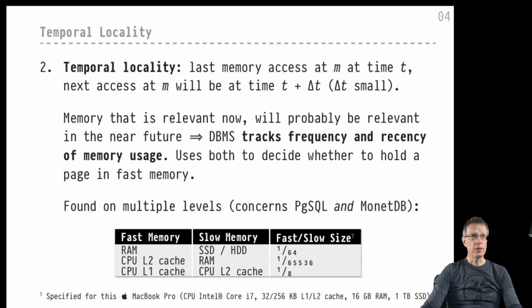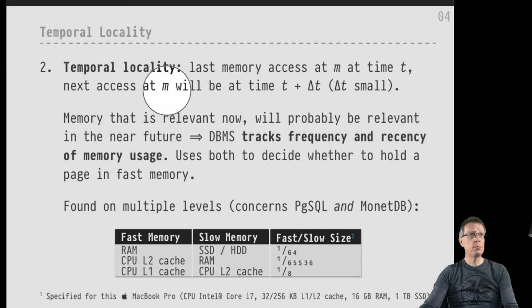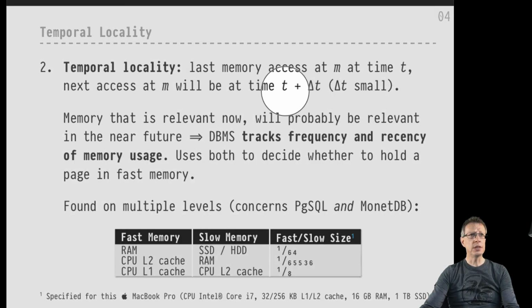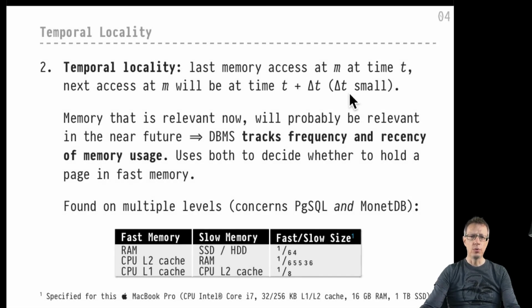The other notion of locality that we are observing and that we can benefit from is temporal locality. So if your system accesses memory at some address M, then it's very probable that the next accesses to the same address will be close in time, in the near future. So if the last access to M happened at T, the next access might happen at T plus delta T, where delta T again is some very small time range. All right. So if M is valuable and in focus by the system now, it's very probable that the further access to M will happen very soon.